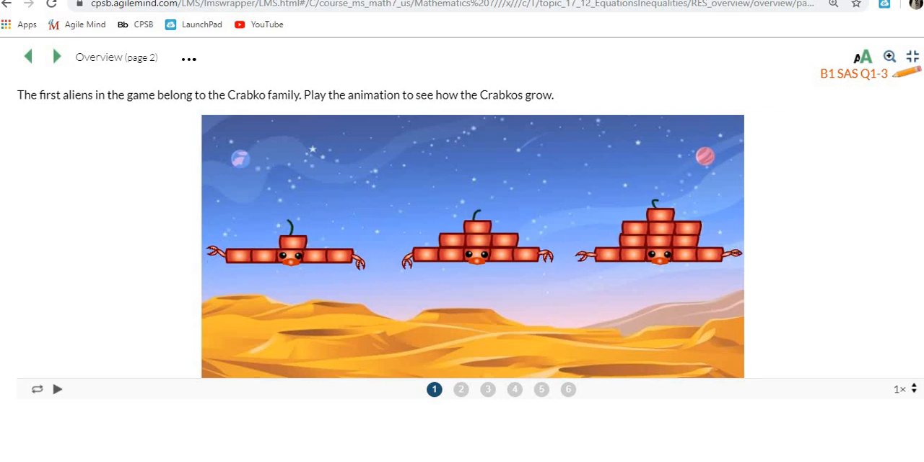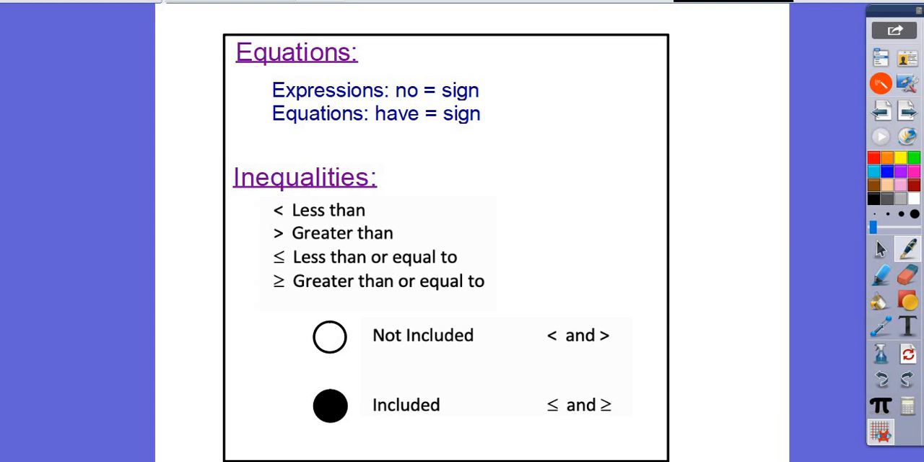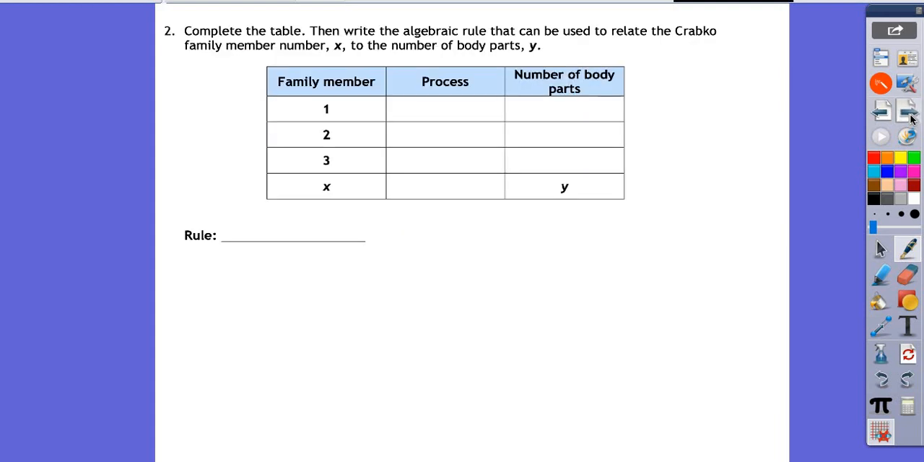So that's going to help us fill in our table for number 2. The first family member, everybody has the same 3 body parts, right?